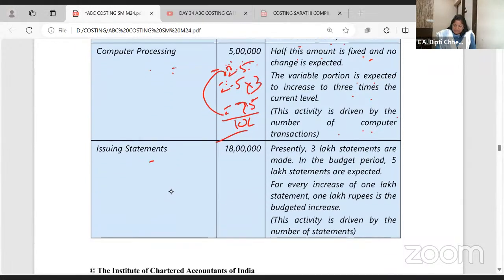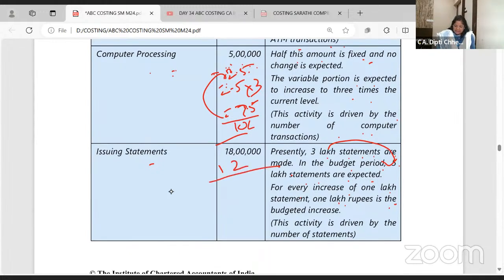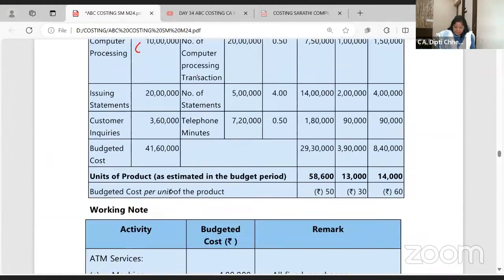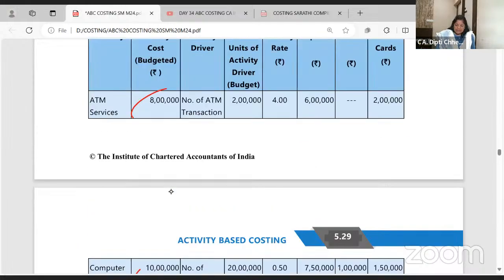This issuing statement, 18 lakhs is the cost. You know, when we go to bank and ask for statement, they'll say per page 150 rupees and all. Presently, 3 lakh statements are made. In the budget period, 5 lakh statements are expected. For every increase of 1 lakh statement, 1 lakh rupee will increase. So instead of 3 lakh, 5 lakh. So 2 lakhs will be added, plus 2 lakh. So what is the statement issuing cost? 20 lakhs. Are you getting it?